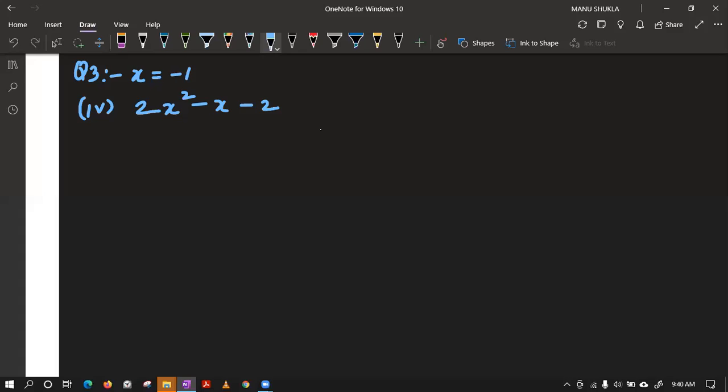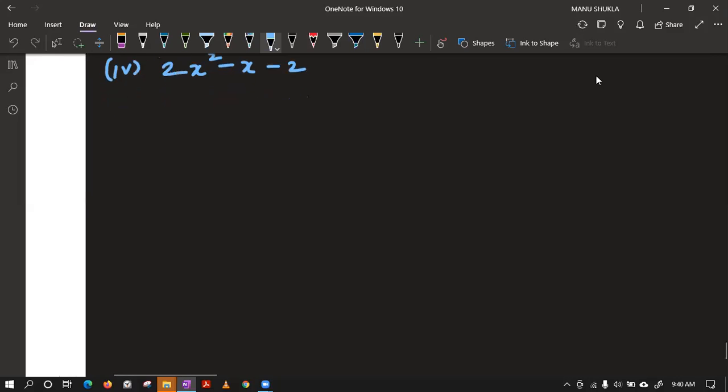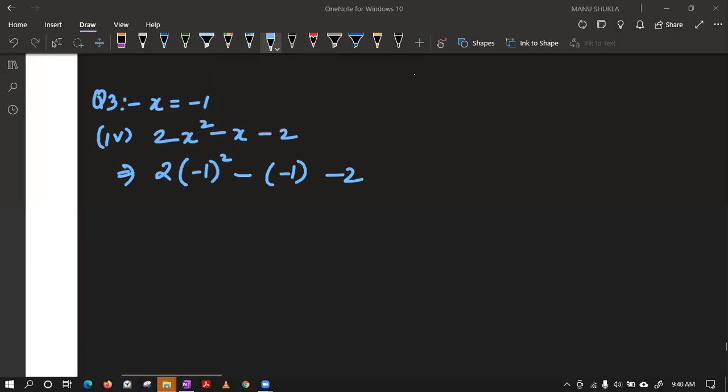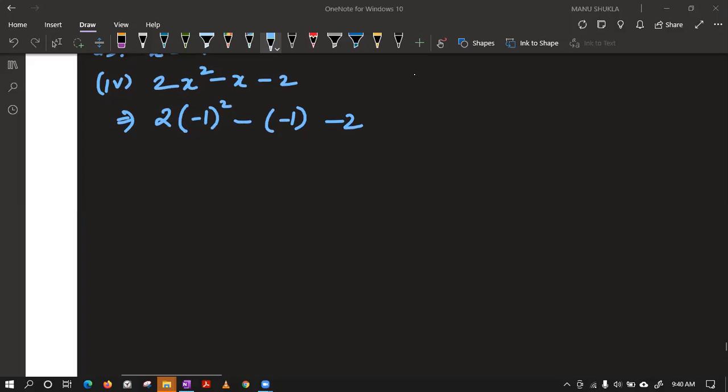So just we need to put the values of the variable. That's it. So let me take some different color. Suppose I've taken yellow. Now when you put, what will happen? 2 in bracket we have what? Minus 1 square minus minus 1 minus 2. So I have just replaced the value of x equal to minus 1 in brackets.